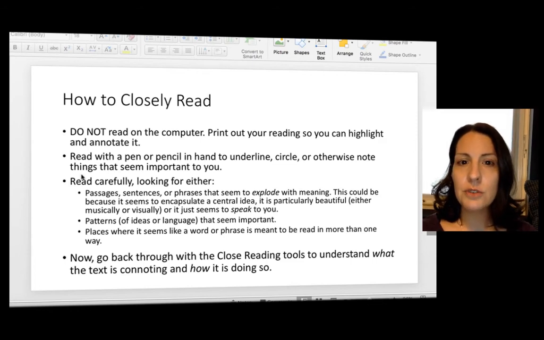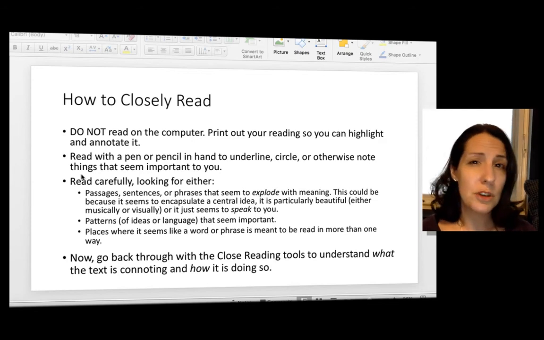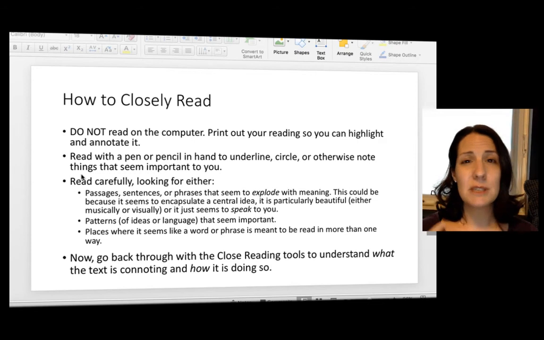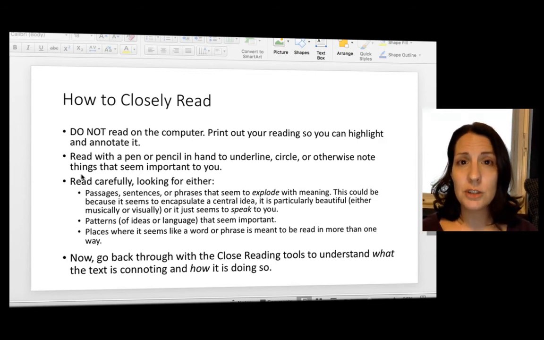Then, as you're reading, you should read really carefully, looking for some of the following. One is passages, sentences, or phrases that seem to just explode with meaning. This could be for many different reasons. It could be because it encapsulates a central idea. It could be because the words are really particularly beautiful, either visually or musically. It could be the words seem to speak to you. It could be they're really disturbing. It could be they're really confusing. Note those moments down because those typically are places where the author is encouraging you to pay more attention.